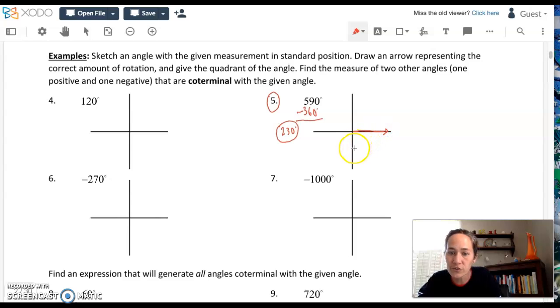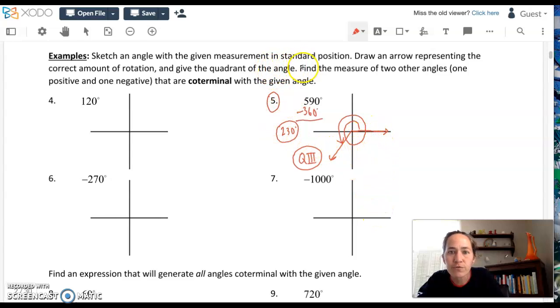Terminal side, what quadrant do you think? Well, we just talked about the numbers that split the quadrant lines. 90, 180, 270, we haven't quite gotten there yet. So 230, let's just land it down in quadrant 3. I noticed that part of the directions said, could you name the quadrant that you land in? I'm going to draw an arrow representing the correct amount of rotation. So you went a full 360 and then back down to quadrant 3. There's your arrow of rotation.